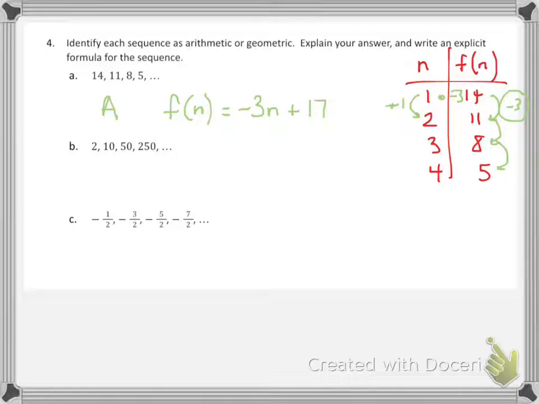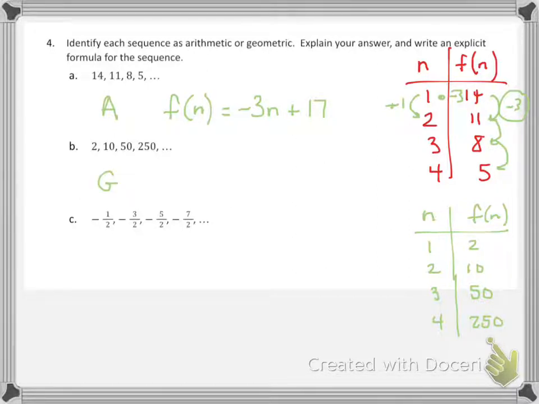All right, next one, let's look at the table, n, f of n. And let's see, my first term is a 2, my second term is a 10, my third term is a 50, and my fourth term is a 250. And it looks like I've seen this before. Well, it's not just adding the same amount every time, so it's definitely multiplying. It looks like it's multiplying by 5. So I know it's geometric, number 1.